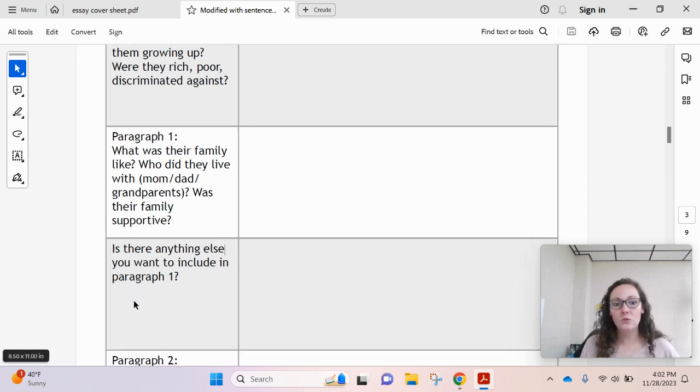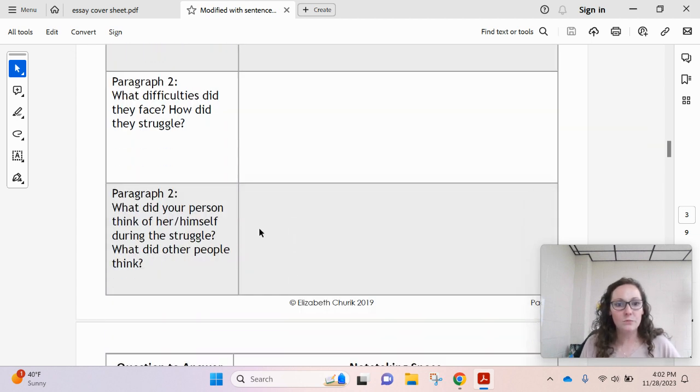The last thing you need to include in paragraph 1 just says, is there anything else you want to include? Now, if there's nothing else that you want to include about their childhood or how their life was growing up, then maybe you don't put anything here, but you can. So if you find something you find very interesting about their childhood, please put that there. That's going to make it very interesting for me and Ms. Kearney to read.